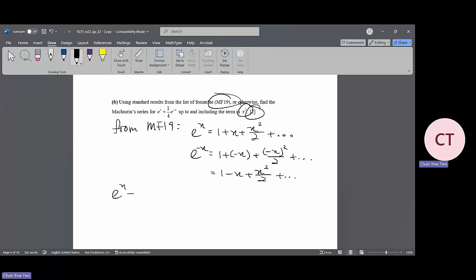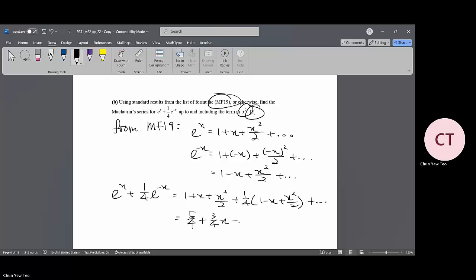So e power x plus 1 over 4 of e power negative x will be 1 plus x plus x squared over 2, plus 1 over 4 of 1 minus x plus x squared over 2, and then plus a dot. Expand and simplify, then your answer will be 5 over 4. Just use your calculator. Done. So this will be the answer for question number 3B.